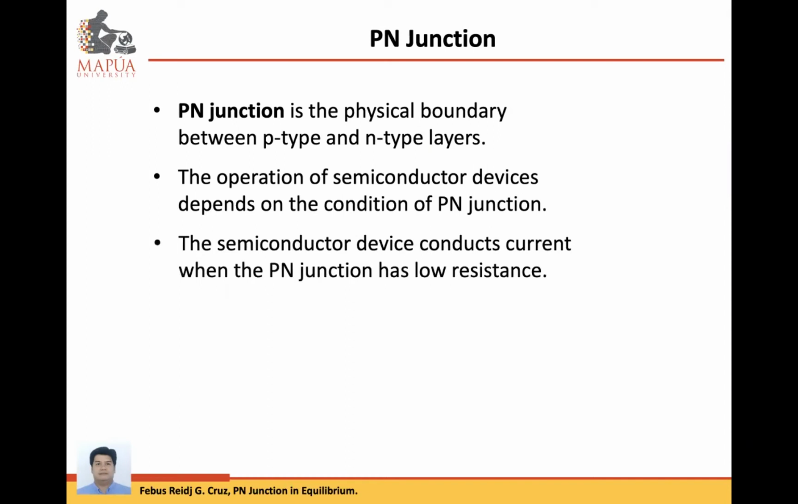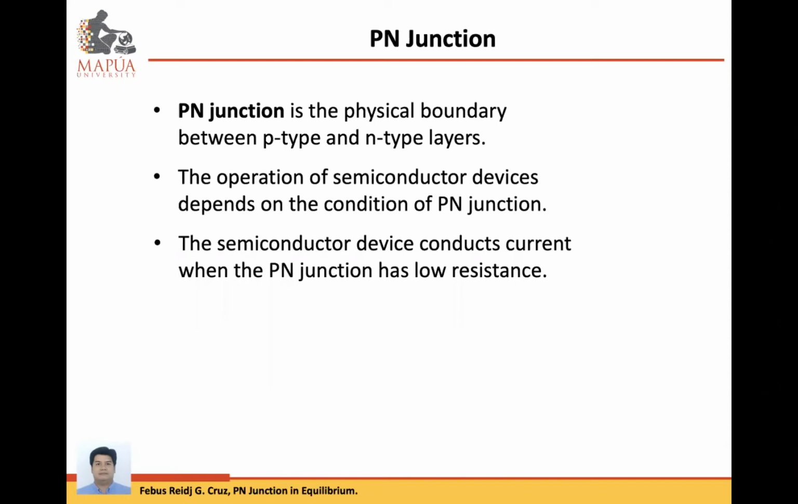The semiconductor device will conduct current when the PN junction has low resistance. So we can control the internal resistance. Okay? So we can make the resistance of PN junction become lower, or we can also make it higher by applying external voltage. So that is our operation.